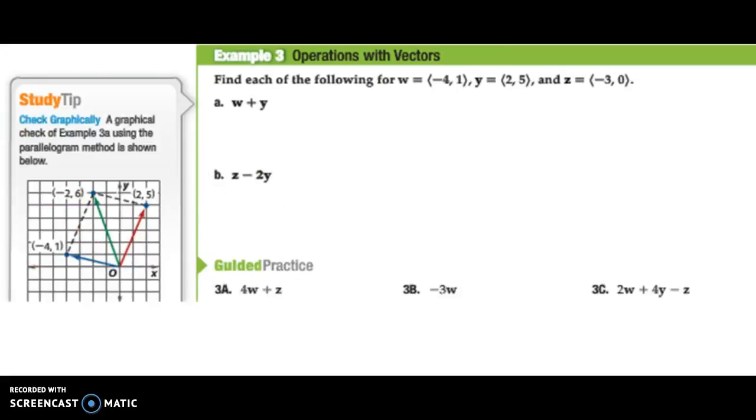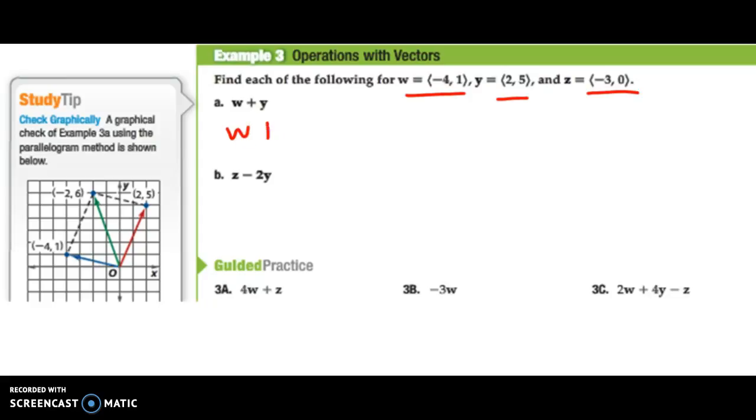So it says find the following for w being the vector with components -4, 1, y being the vector with components 2, 5, and z being the vector with components negative 3, 0. I'm looking for w plus y.